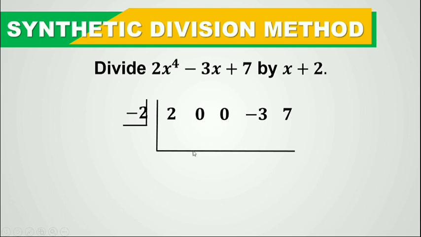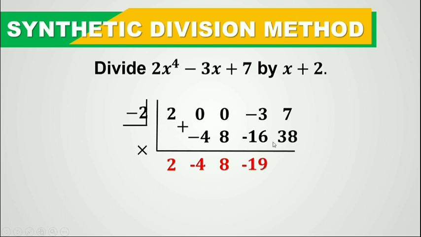And then let's do the procedure. We're going to bring down 2, and then multiply this by the divisor. So 2 times negative 2, that's negative 4. And then add them. So 0 plus negative 4, that's negative 4. Negative 4 times negative 2, that's positive 8. And then 0 plus 8, that's 8. And then 8 times negative 2, that's negative 16. So negative 3 plus negative 16, that's negative 19. And then negative 19 times negative 2, that's positive 38. And then 7 plus 38, that's 45.